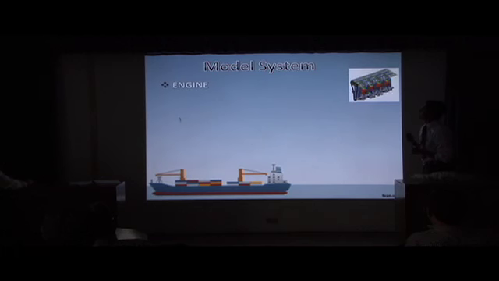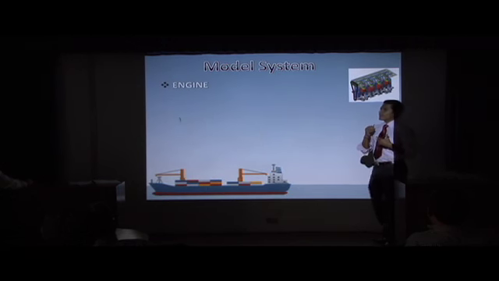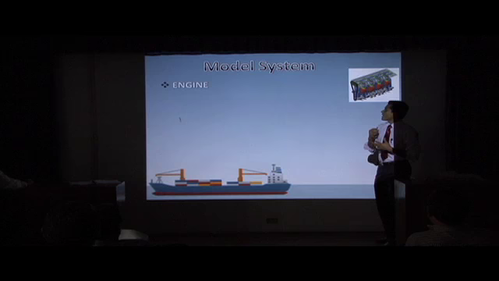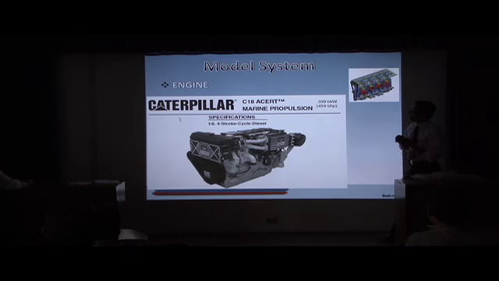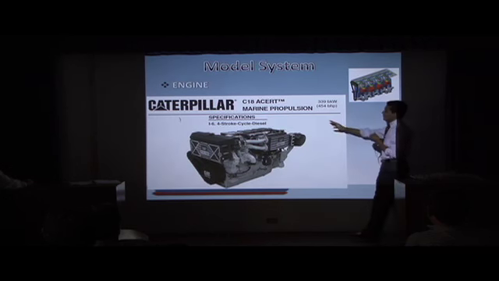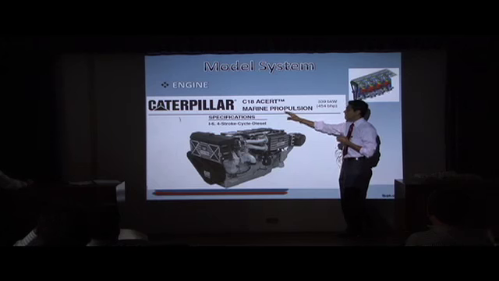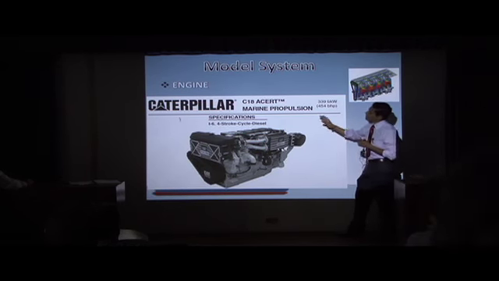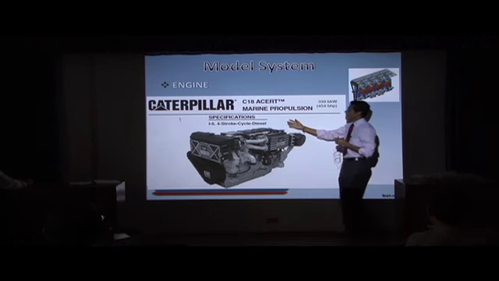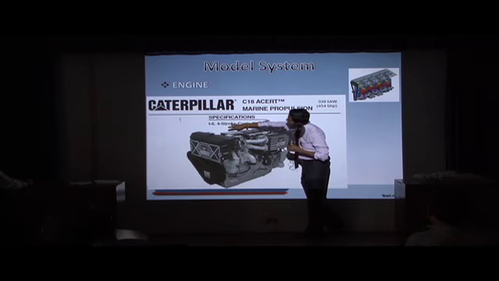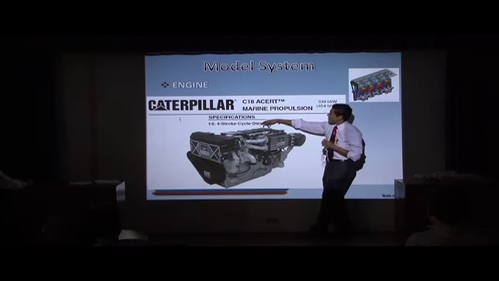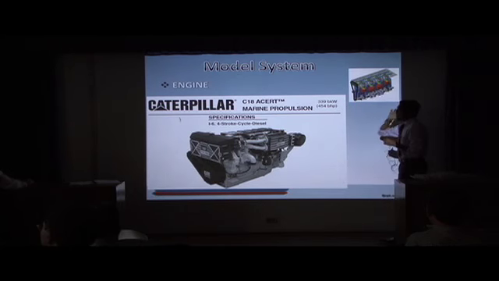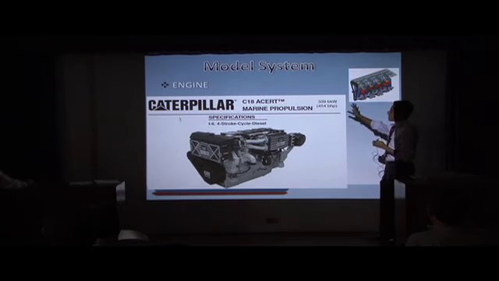So how did we model the engine? First, we selected a Caterpillar C18 engine with 6 cylinders in line. You can see in this picture cylinders 1, 2, 3, 4, 5, and 6, and this is a real engine that we use for our project.